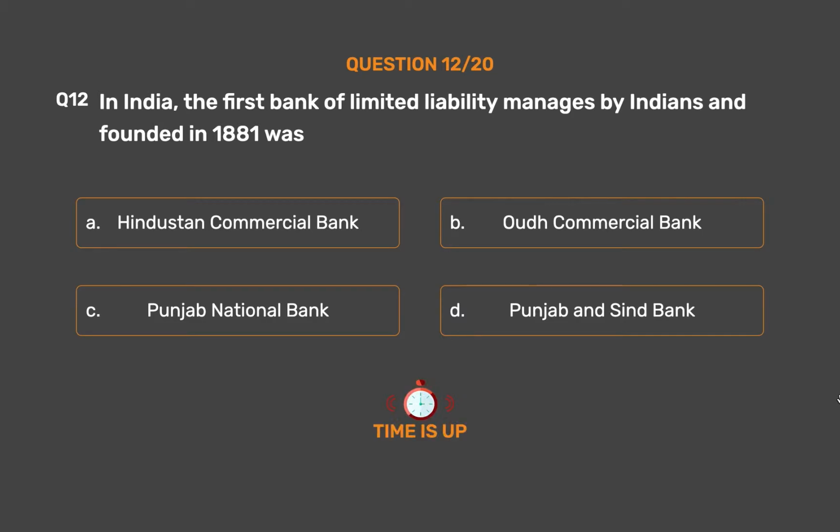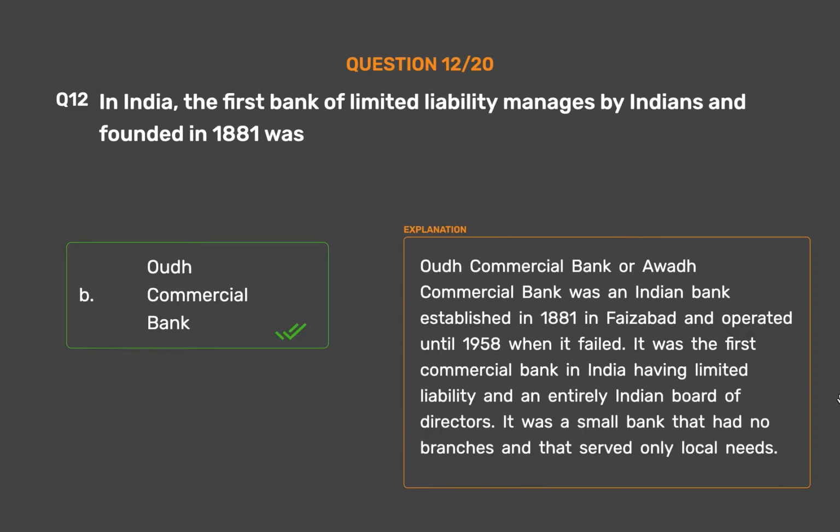The correct answer is Option B, Oudh Commercial Bank. Oudh Commercial Bank or Awadh Commercial Bank was an Indian bank established in 1881 in Faizabad and operated until 1958 when it failed. It was the first commercial bank in India having limited liability and an entirely Indian board of directors. It was a small bank that had no branches and that served only local needs.